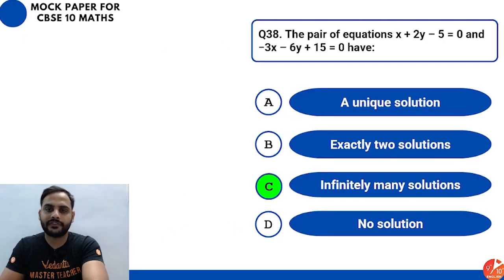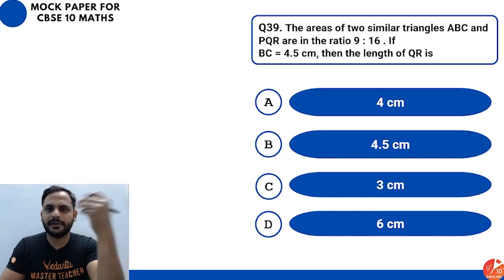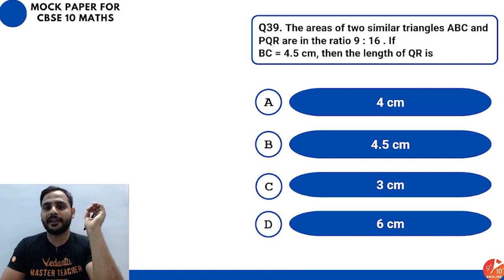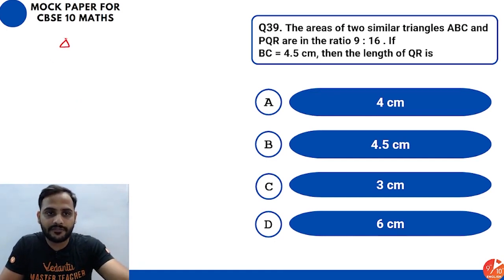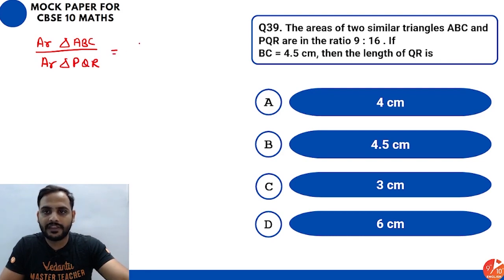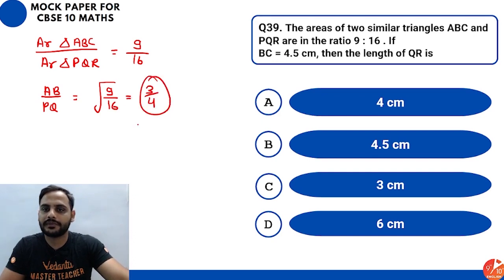Okay? Option C, infinitely many solutions. Simple. The next, areas of two similar triangles ABC and PQR are in the ratio 9:16. So beta, if the ratio of the area of triangle ABC to the area of triangle PQR is given as 9:16, I can say the ratio of sides, say AB upon PQ, will be equal to what? Square root of it, which is 3:4.